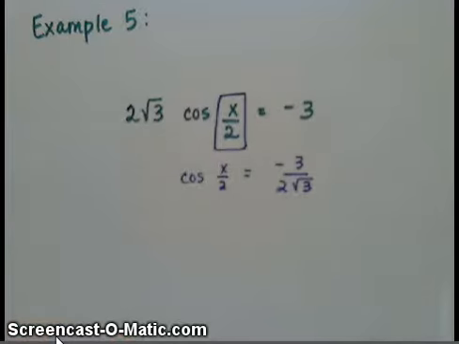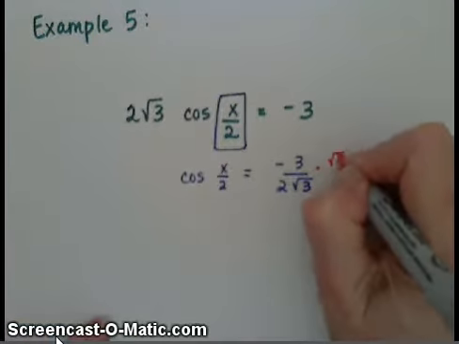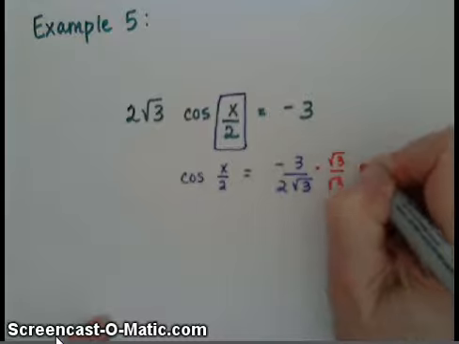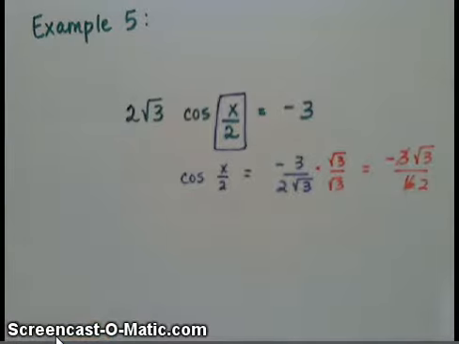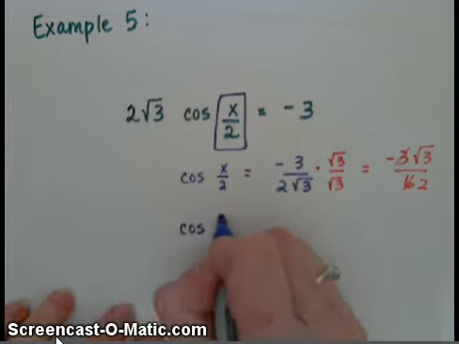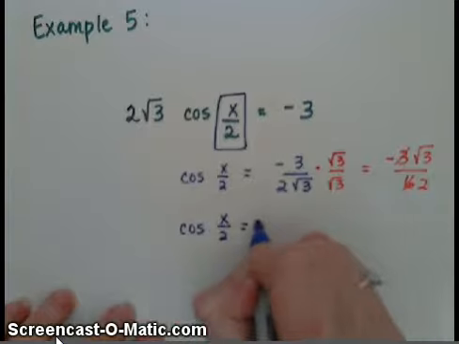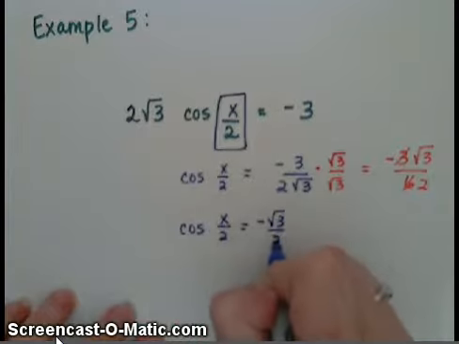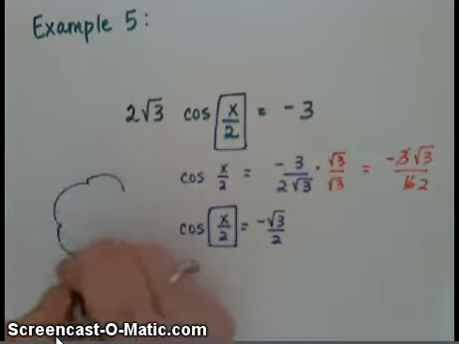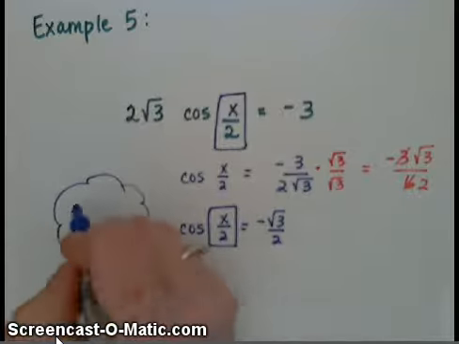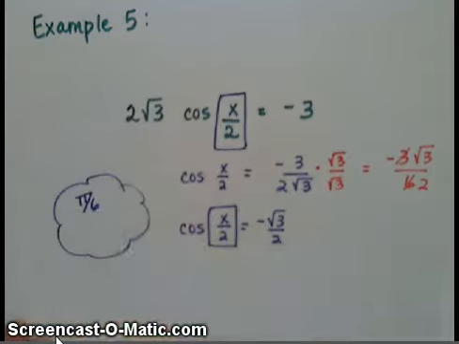All right, now I need to simplify this, so let's multiply this by radical 3 over radical 3, which is going to give me negative 3 radical 3 over 2 times 3 is 6. And of course that goes there. And so basically this is my problem. The cosine of x over 2 is equal to negative square root of 3 over 2. Okay, let's box that. We know that the angle that has a cosine of this is pi over 6. The cosine of pi over 6 is equal to that.